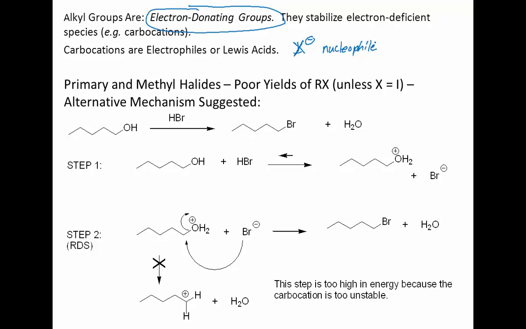Okay, when we get to primary and methyl halides, there's actually not really good yields of alkyl halide produced unless the halogen is iodine. We'll get into the explanation for that when we talk about chapter 8. But for example, the reaction right here, where we're taking 1-pentanol and treating it with HBr, is going to produce this in very low yield. Okay, so this is not a great reaction.